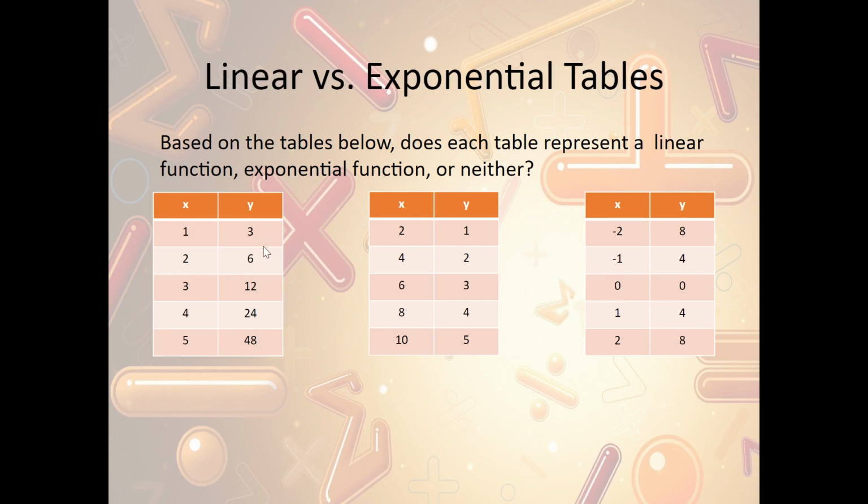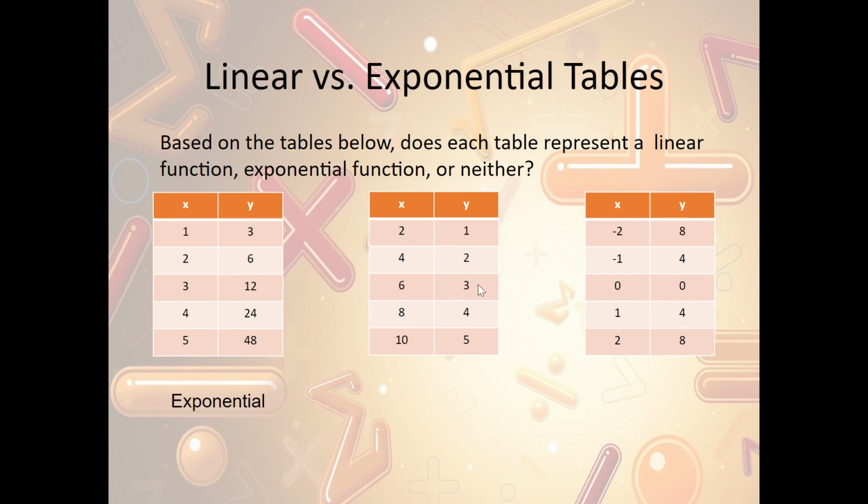So 3 times 2 is 6. 6 times 2 is 12. 12 times 2 is 24. 24 times 2 is 48. So that means it's got to be exponential. Now this one, 2, 4, 6, 8, 10. So we do have a consistent pattern. We are adding by 2. So it could be either linear or exponential.